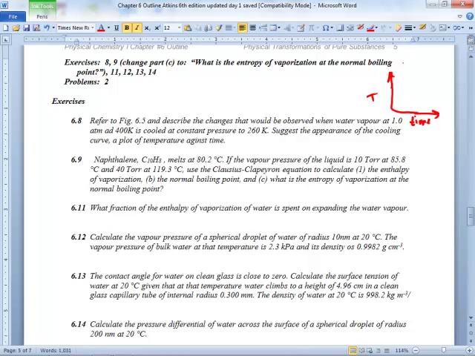Yeah, that or these guys are curvy. It's up to you. And you should have the temperatures written over there.